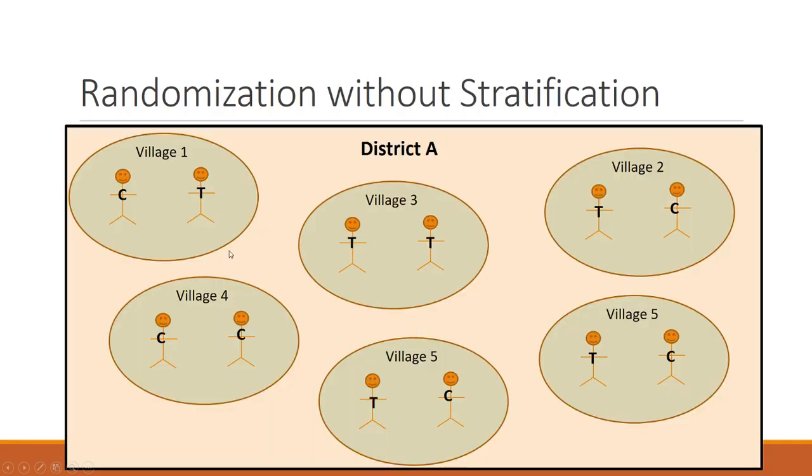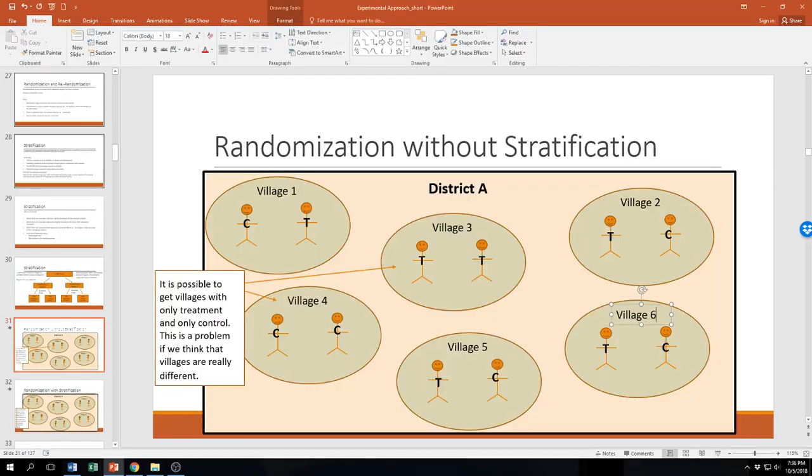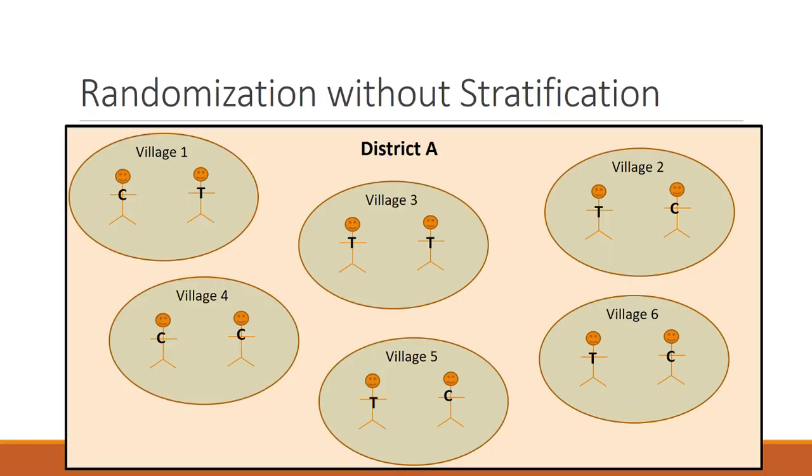Okay, so let's look at what that looks like. Randomization without stratification. I had this slide before. When you randomize without stratification, it is possible that you're going to get some villages that have treatment and control groups. That's village 1, 2, 5, and 6. But it's also possible that you could get villages that have only treatment or only control. So village 3 has only treatment, village 4 has only control.